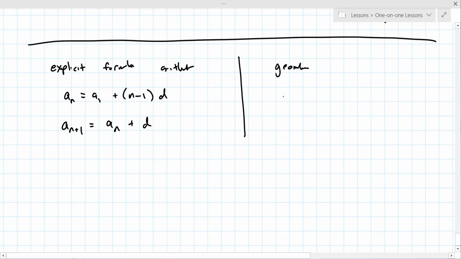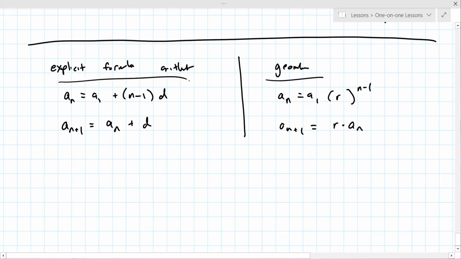The geometric is that an equals a1 r to the n minus 1 power. And an plus 1 equals r times an. Okay. I mean, those are fine, but having the form is great. You'll get a few questions where you have to do that, but not too many.